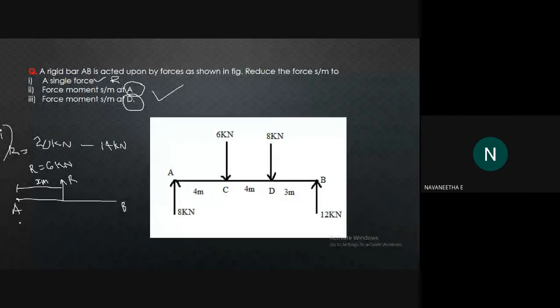So what about moment A? MA equal to, what is the moment? R into x. Is it positive or negative? R into x. R equal to 6 kilonewton, right? So 6 into x is the moment. Sorry, it is negative because the rotation is in the anti-clockwise direction, right?